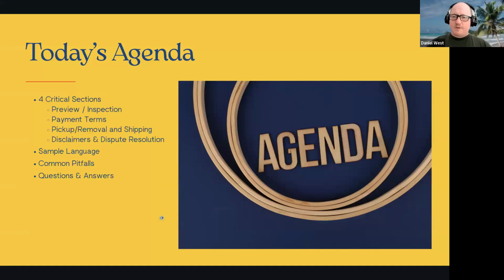We'll cover the agenda for today. It's pretty simple, pretty straightforward. What we're going to be doing is covering the 4 critical sections of terms and conditions. These are typically referred to, at least by us, as the preview and inspection information, the payment terms, the pickup, removal, or shipping language, and the disclaimers and dispute resolution language.